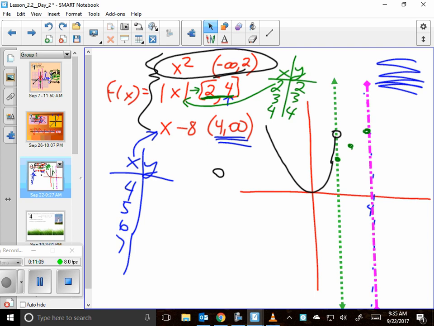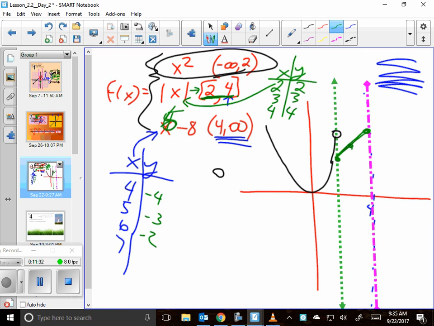Okay, and then the last one, which is at x minus 8. To figure out where it goes, I'm going to use the XY chart again. I'm going to make 4, 5, 6, 7, and 8. If I put a 4 into this, I get 4 minus 8, which is negative 4. If I put in 5, 5 minus 8, negative 3. 6 minus 8, negative 2. So I'm going to graph those points.